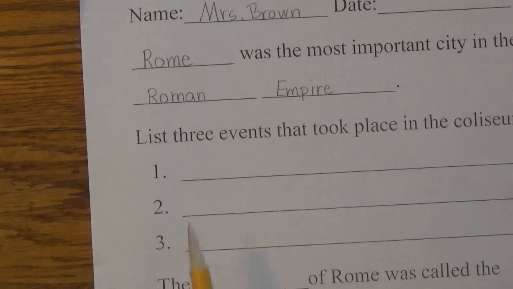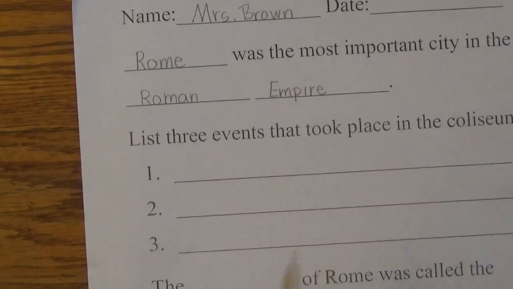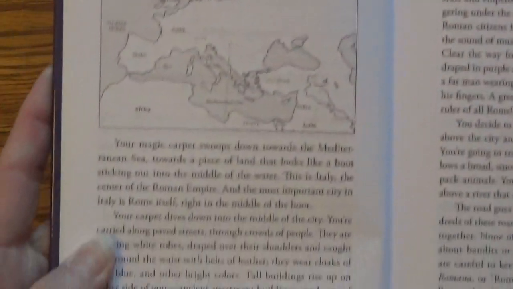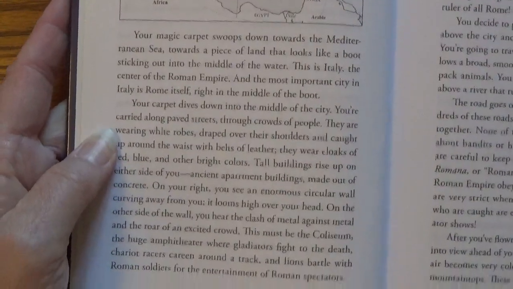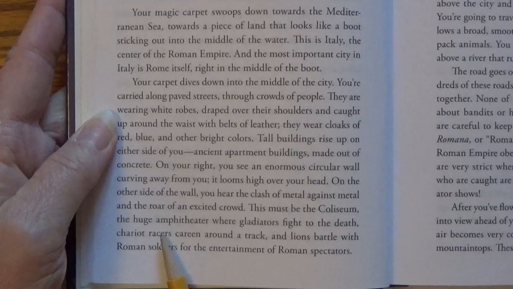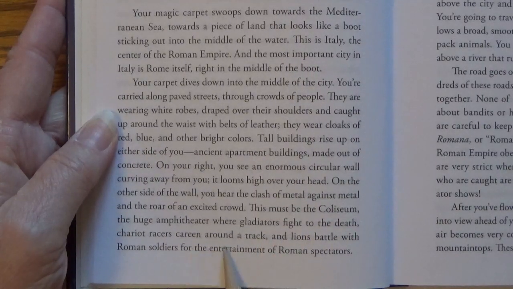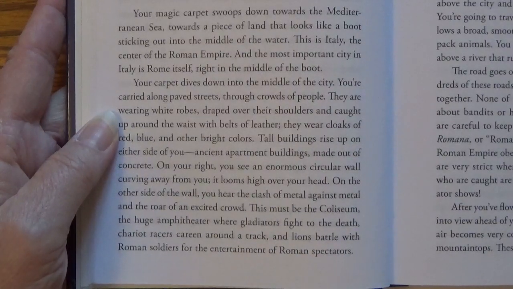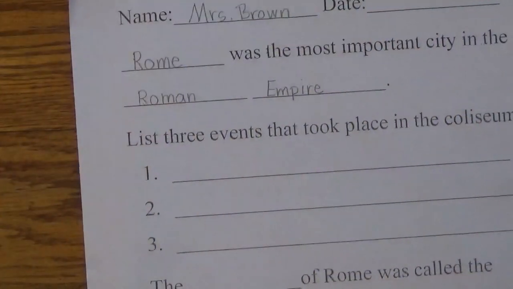All right, the next thing says to list 3 events that took place in the Colosseum. And if I look on page 2, I know that it talks about the Colosseum right down here at the bottom. This must be the Colosseum, the huge amphitheater where gladiators fight to the death, chariot racers careen around a track, and lions battle with Roman soldiers for entertainment. So I'm going to write those 3 things right here.